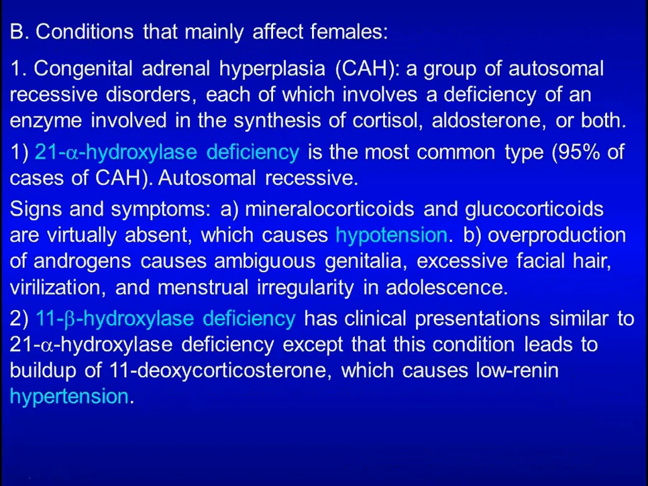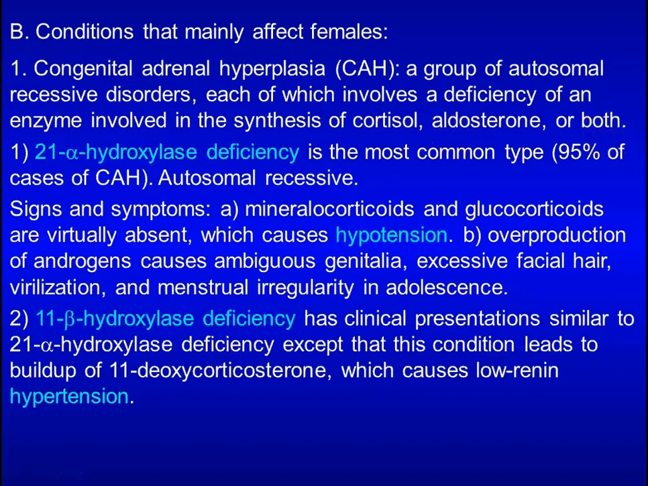Now, let's look at conditions that affect females. The first condition is congenital adrenal hyperplasia. It represents a group of autosomal recessive disorders, each caused by a deficiency of an enzyme involved in synthesis of cortisol, aldosterone, or both. We will focus on two deficiencies.